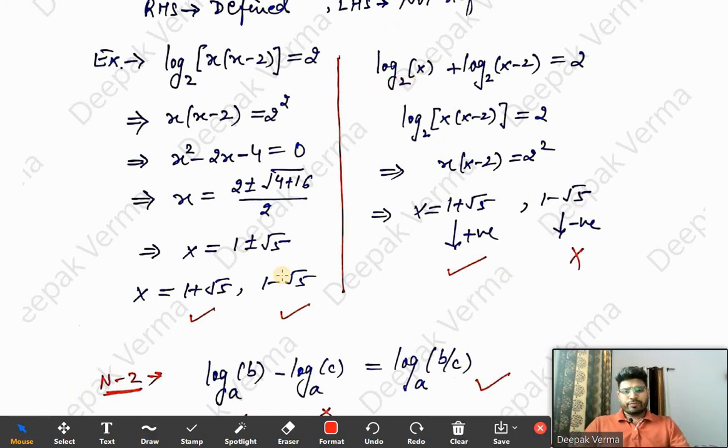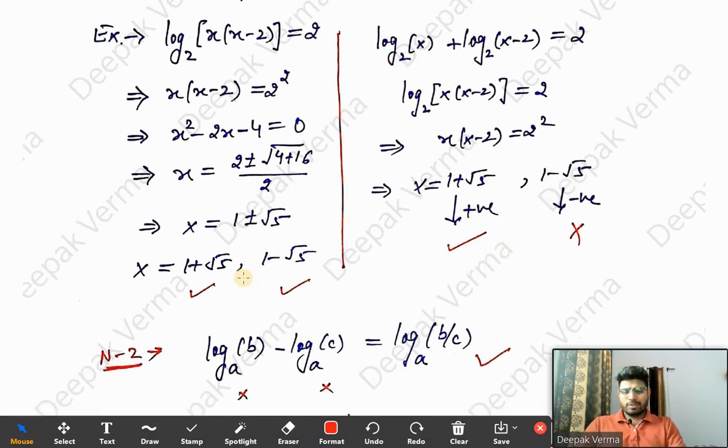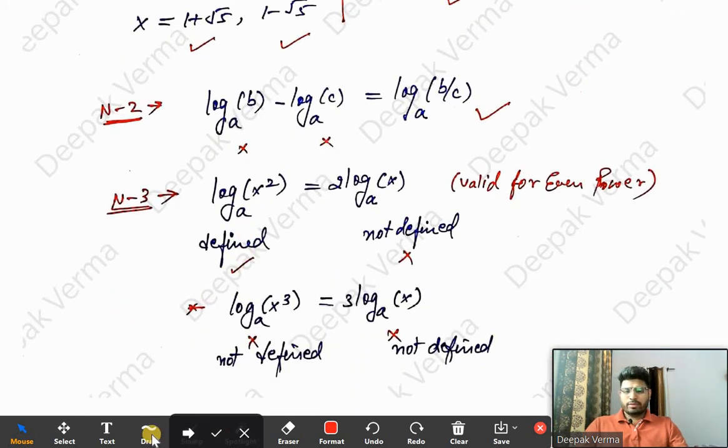Got it? Now the same thing is here. If we have log b minus log c with base a, this is equal to log b over c, we already know that. But if b and c are both negative, you can see the left hand side is not defined, but the right hand side will be defined. Negative will become positive. Is it clear?